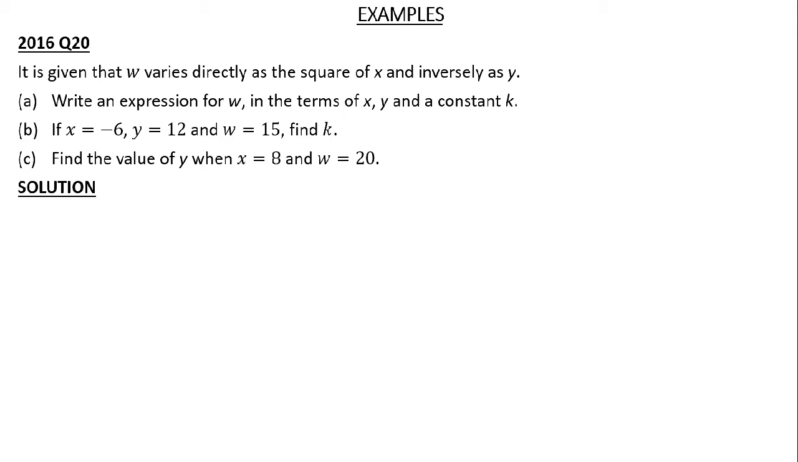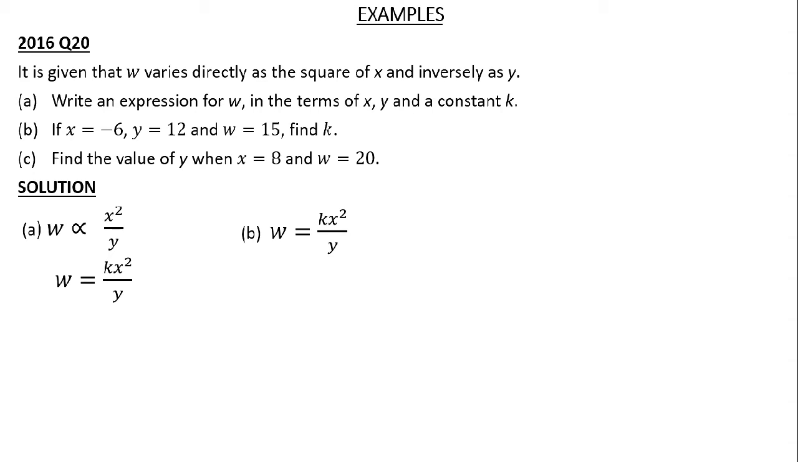W varies directly as the square of x and inversely as y. So it will look like that. Now we are going to remove this variation symbol and replace it with equal. When we introduce the equal sign, we also have to introduce the constant k. So it will be w equals kx squared over y. Part B, w equals kx squared over y.